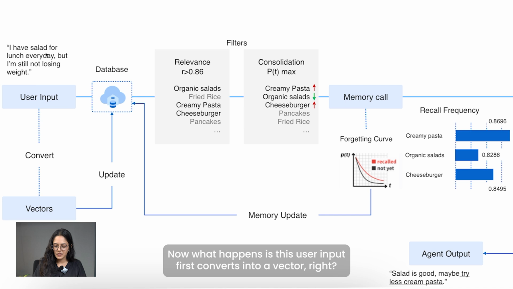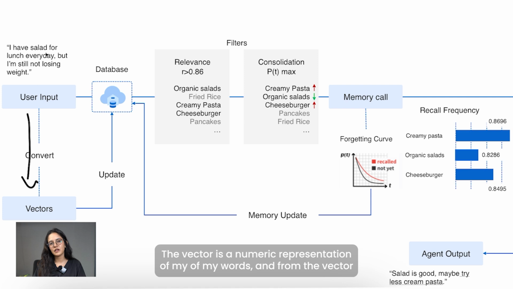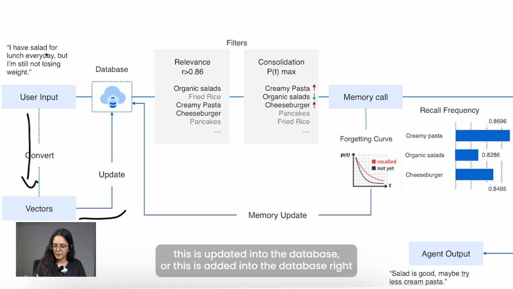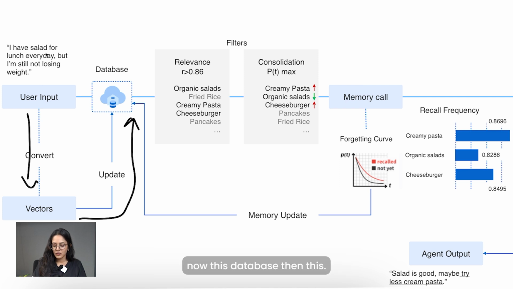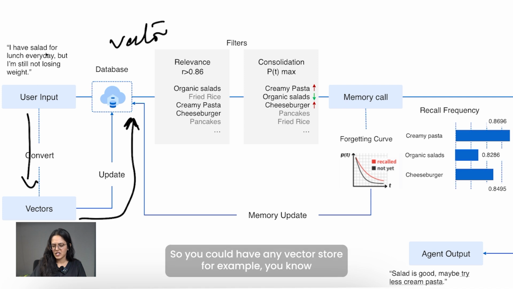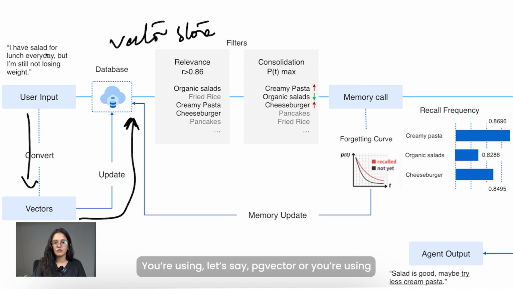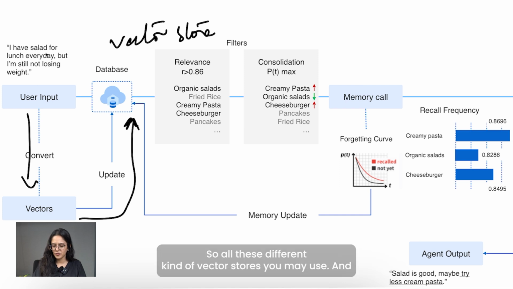Now, what happens is this user input first converts into a vector, right? The vector is a numeric representation of my words. And from the vector, this is added into the database, right? Now, this database is my vector store. So you could have any vector store. For example, you're using, let's say, PG vectors, or you're using Pinecone, or maybe Neo4j. It's all these different kinds of vector stores you may use.